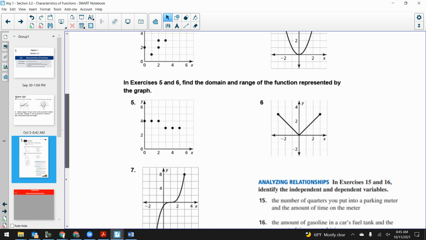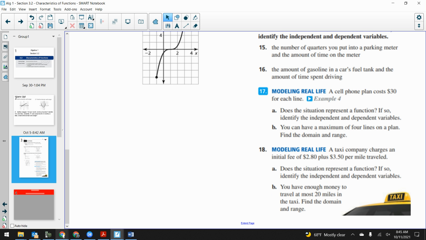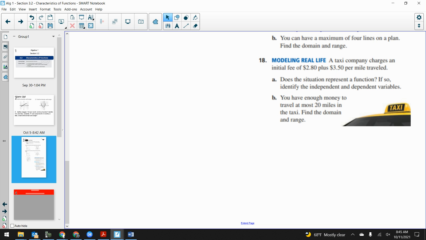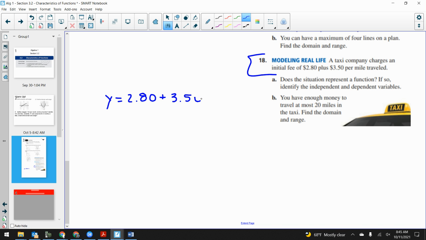Yep. It asked what's the domain and range, but there wasn't a picture, so I didn't quite understand how to do it. It didn't need a picture. It needed an equation. It needed you to create an equation. Let me show you what I mean. So you're basically talking about part B, right? Okay. So it says a taxi company charges an additional fee of $2.80 plus $3.50 per mile traveled. That is enough information to tell us the equation. Y is equal to 2.80 plus 3.50x, where x is the amount of miles traveled, which we would have talked about in part A, right? X input is the amount of miles traveled, output is the total cost.